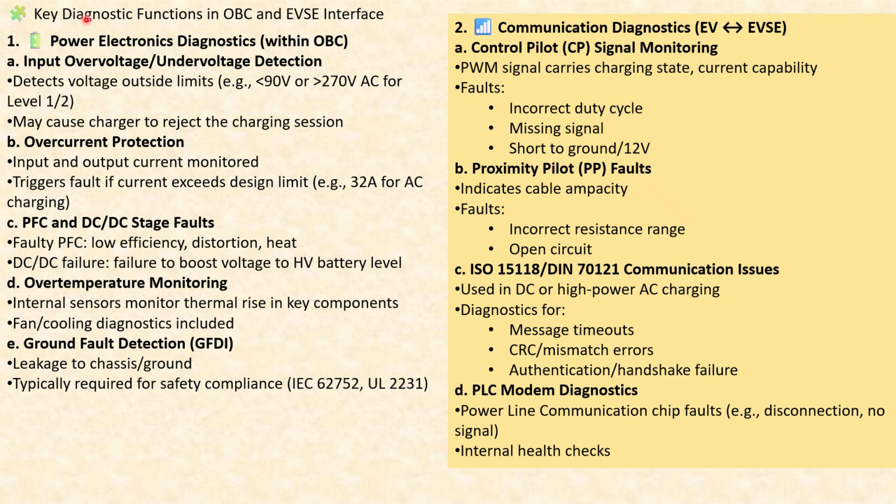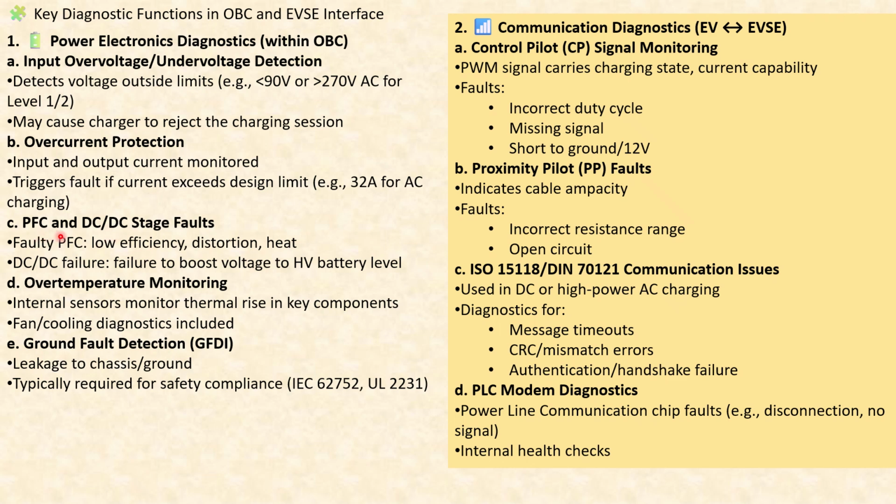Now, when it comes to key diagnostic functions in the OBC and EVSE interface, the first function is power electronics diagnostics within the onboard charger. First is input over voltage and under voltage detection, which detects voltage outside limits, for example, less than 90 volts or greater than 270 volts alternating current for level 1 and level 2. It may also cause the charger to reject the charging session. Now, when it comes to overcurrent protection, input and output current are monitored and trigger a fault if current exceeds the design limit. Example: 32 amperes for AC charging.